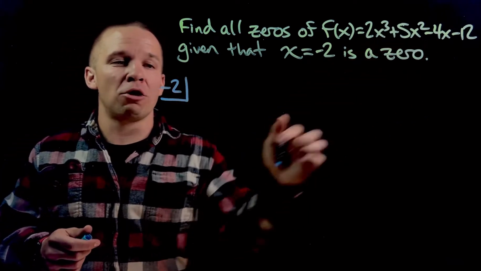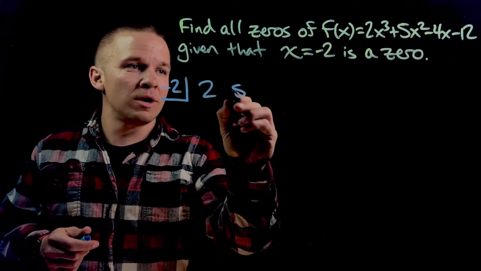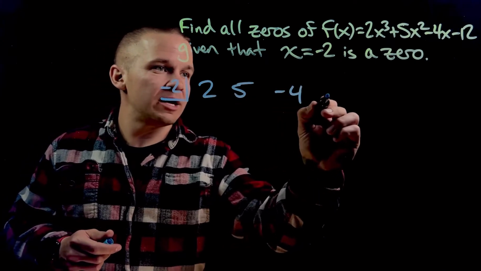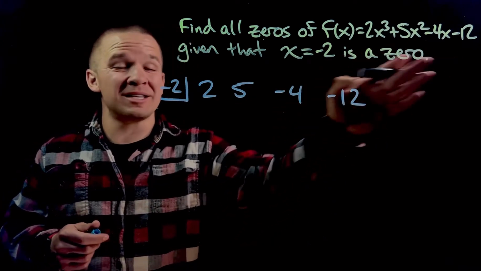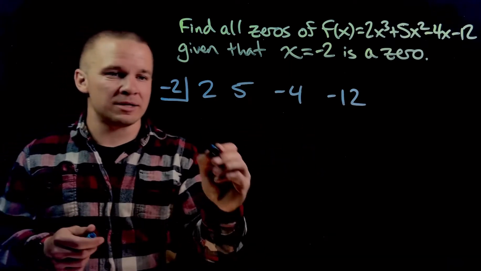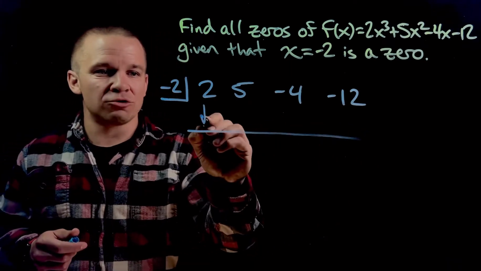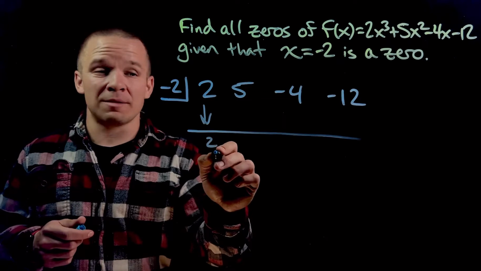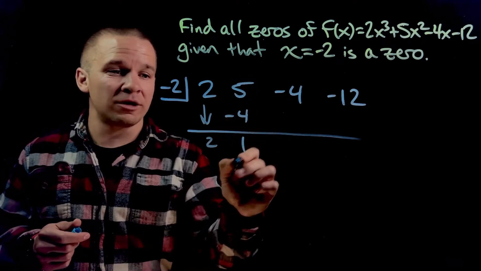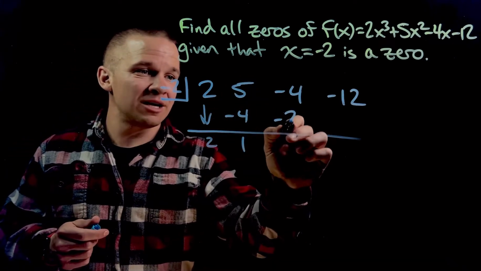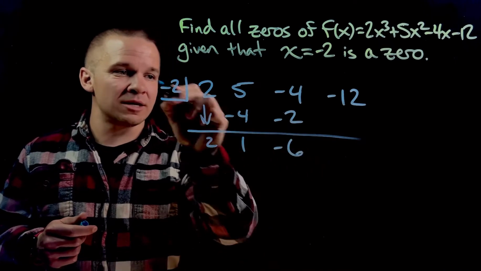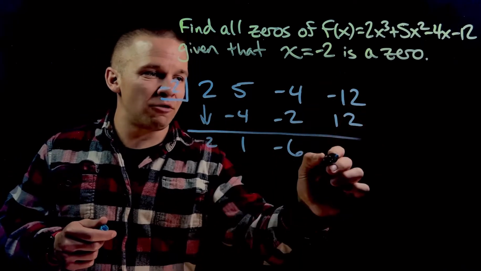Then I've got to put all my coefficients thereafter. So we've got 2, 5, -4, and -12. Remember, if there's a missing term, I've got to put a 0 in its place. So now let's synthetically divide. Drop the 2. I'm going to have -2 times 2 is -4. We're going to add vertically and get 1. Multiply, I get -2. Add vertically, I get -6. Multiply, I get 12. Add vertically, I get 0.